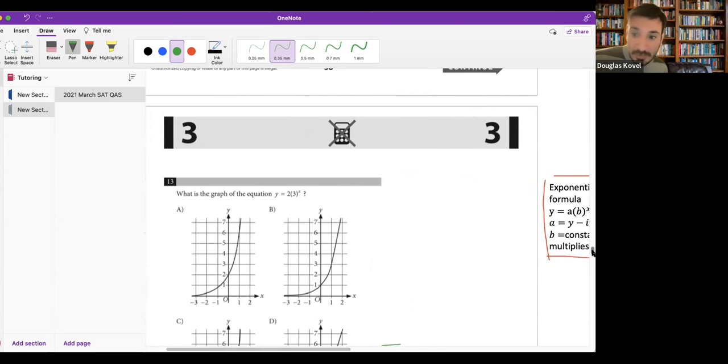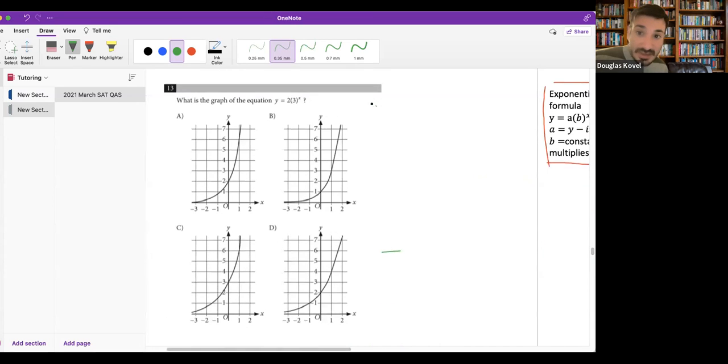So taking a look at this problem, I see that my y-intercept is 2, meaning that (0, 2) is a point on this graph. So right away, I could get rid of B, which has 1 for my a, and I could also get rid of C, which has 3 for a. A and D, though, they both have the correct value for a. So now it comes down to b.